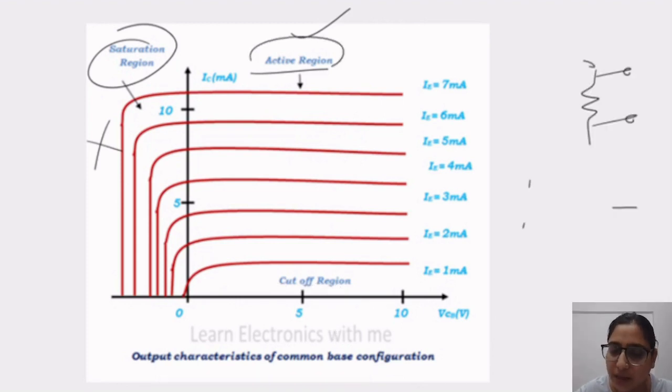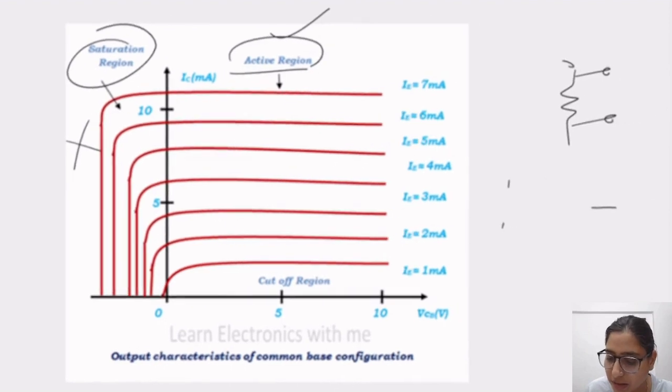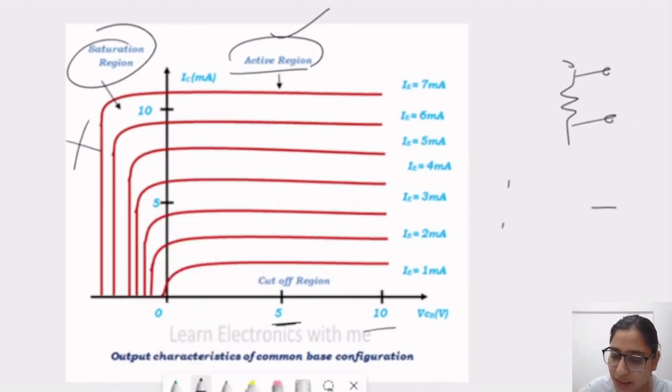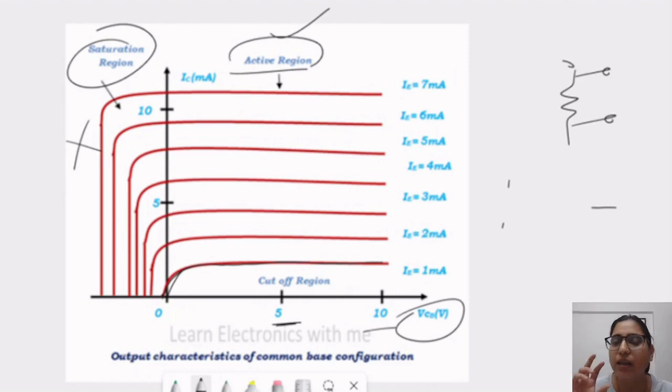Now in the active region, the IC current, or the collector current, is independent of VCB. We are changing the VCB, say from 5 to 10 volts, but the increment in IC, we can see from the graph also, is almost linear. So IC is a little bit independent of this collector voltage. What it means is that if we are increasing the reverse biasing, the VCC, the biasing voltage for the collector, it is not affecting the collector current IC too much.